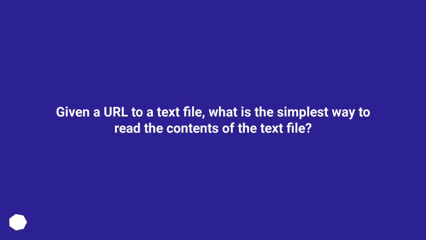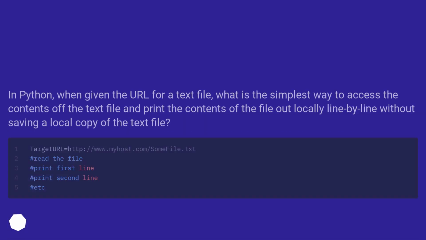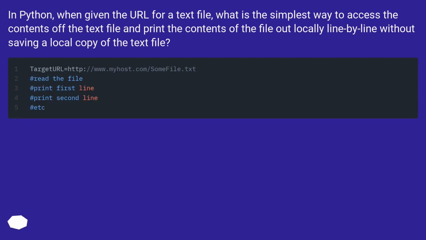Given a URL to a text file, what is the simplest way to read the contents of the text file? In Python, when given the URL for a text file, what is the simplest way to access the contents of the text file and print the contents of the file out locally line by line without saving a local copy of the text file?